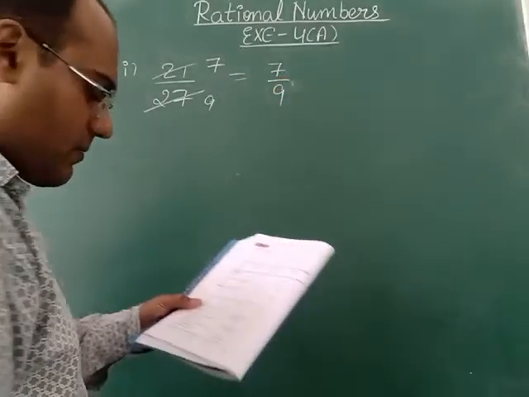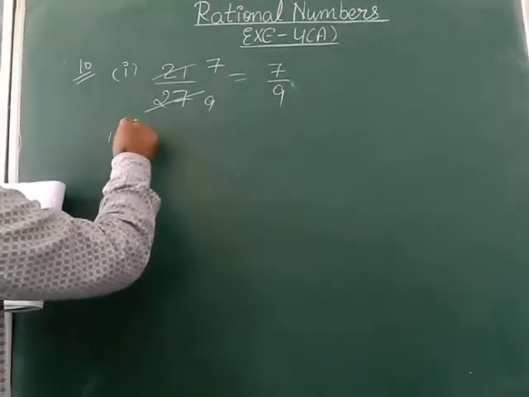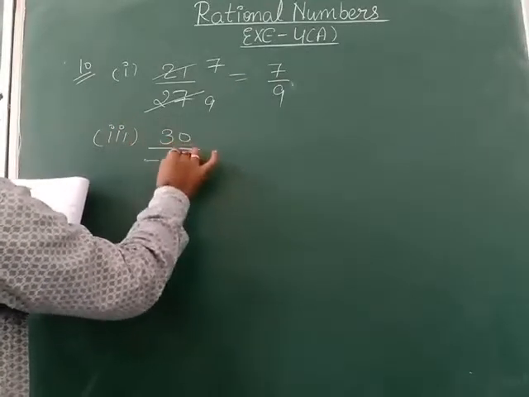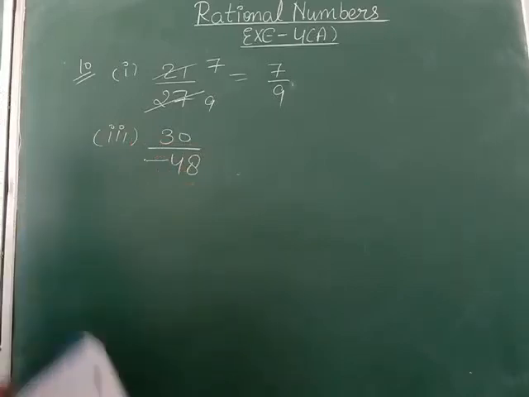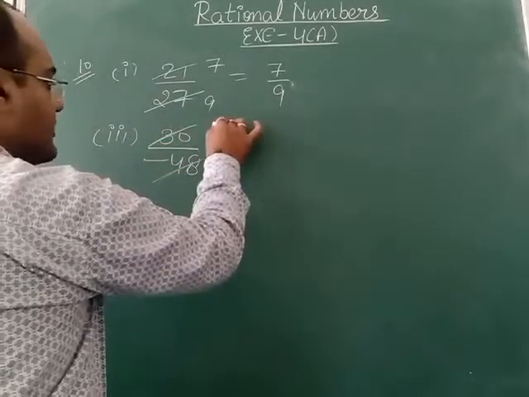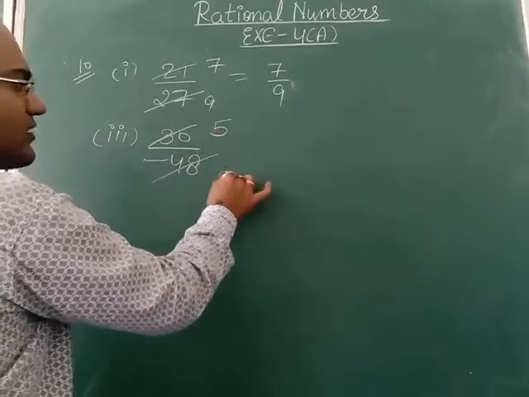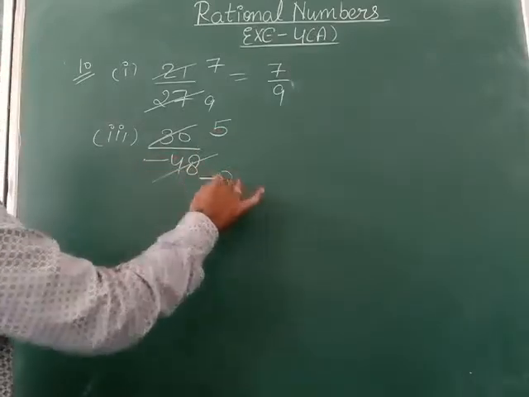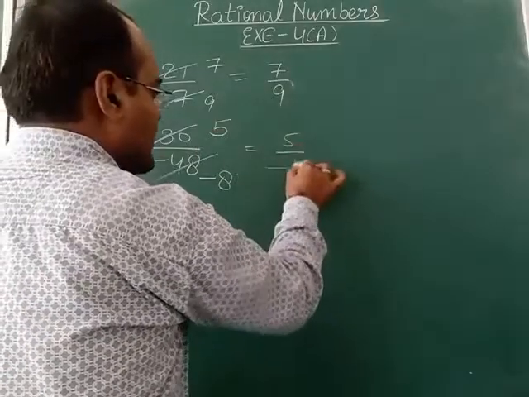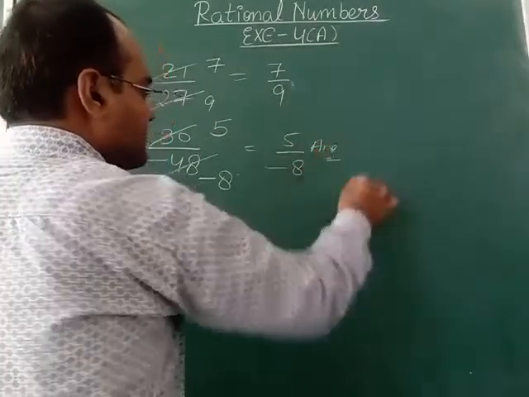Now see another part, number 3rd. 30 upon minus 48. With a table of 6 we will cancel these two. 6 5s are 30, 6 8s are 48. But in this, minus is there, so here we will put minus 8. So 5 upon minus 8 is the final answer.